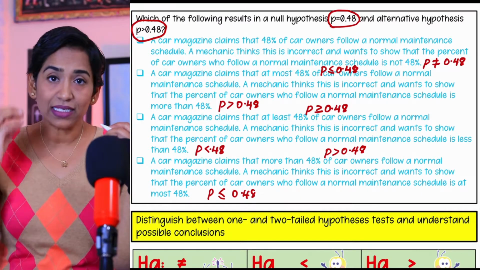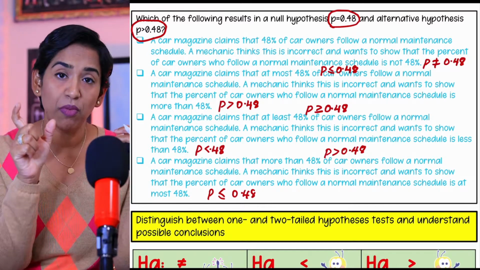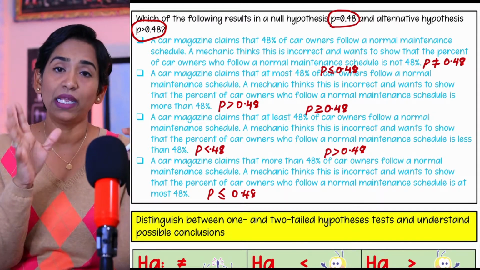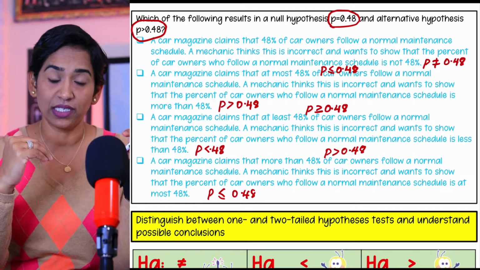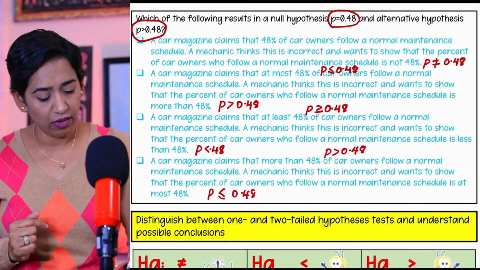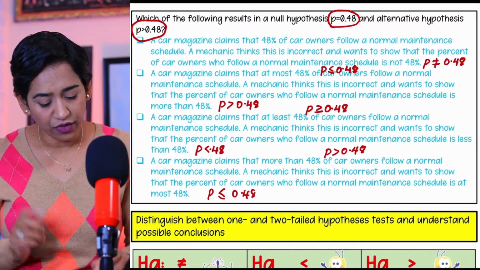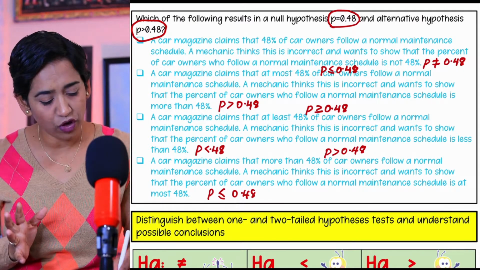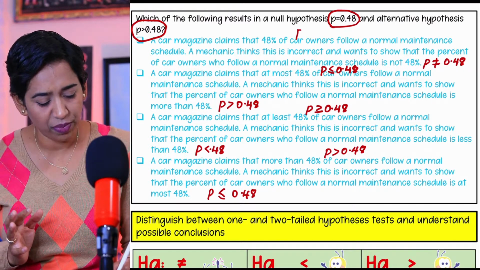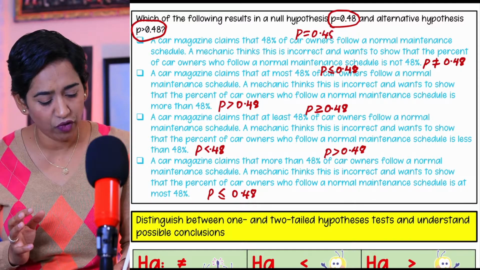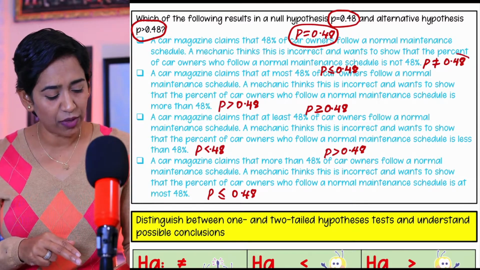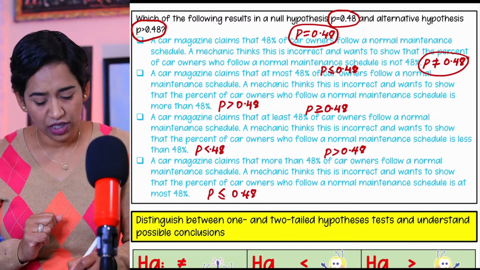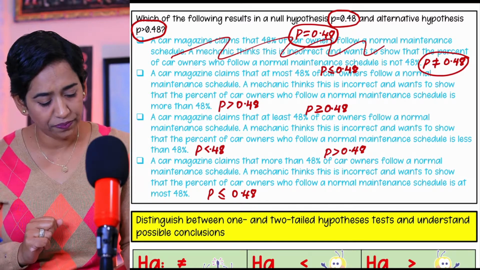Now looking at this, I'm trying to match my null hypothesis and my alternative. So let's take a look here. The first option claims that 48% of the car owners, so P is 0.48. If I look at this one, my null matches, but my alternative does not match. So this is not my option.